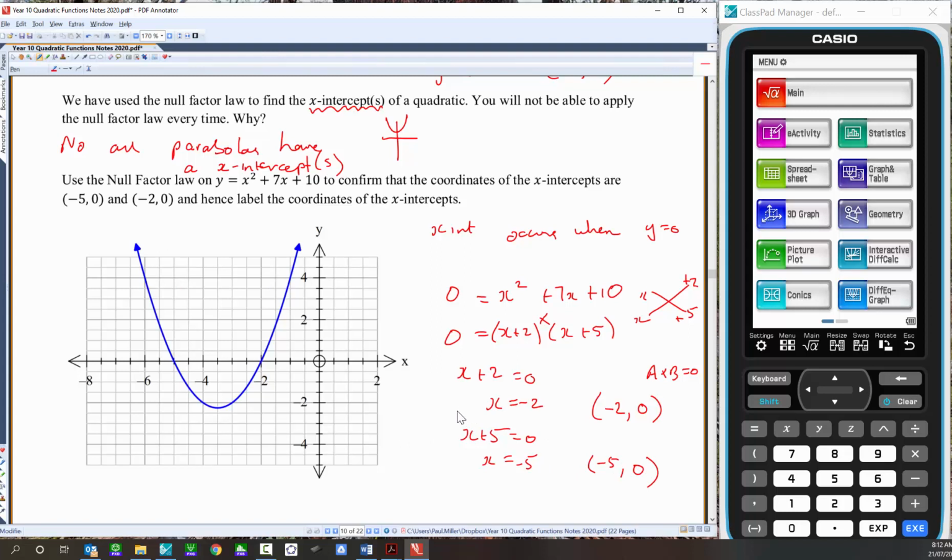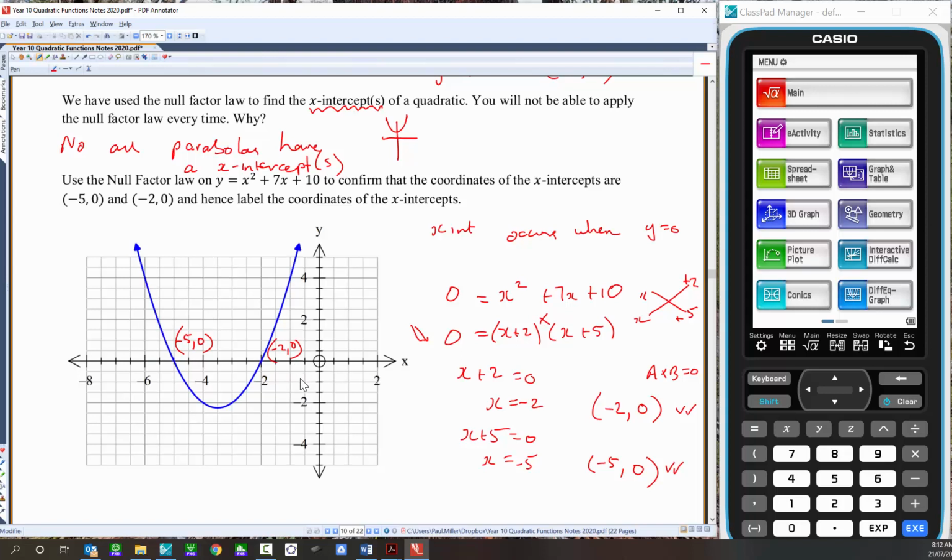Let's go back to the question and see what I was supposed to do. Use the null factor law. Yep, I've used it. That's where I've used it. On this equation to confirm that the x-intercepts are negative 5, 0, there it is, and negative 2, 0, yep, there it is, and hence label the coordinates of the x-intercepts. So over here we've got negative 5, 0, and over here we've got negative 2, 0.